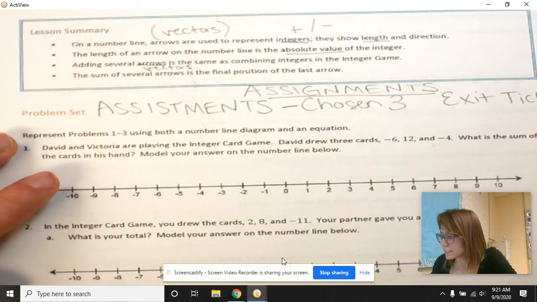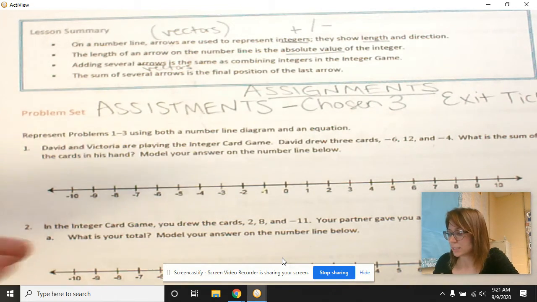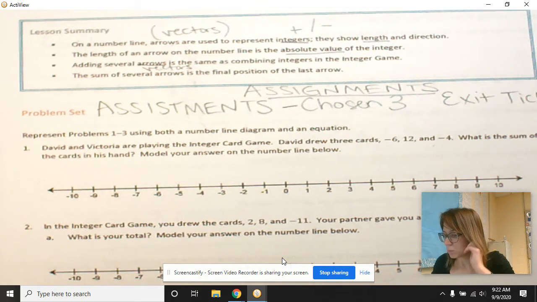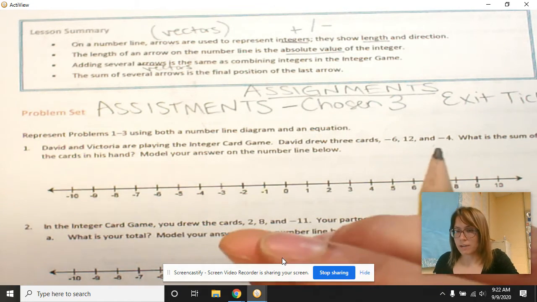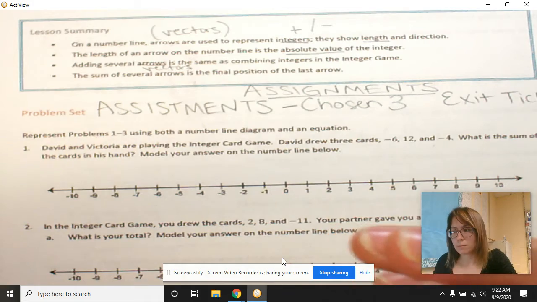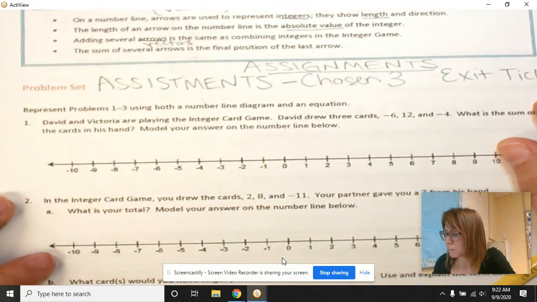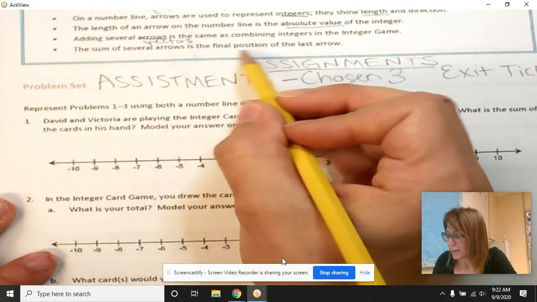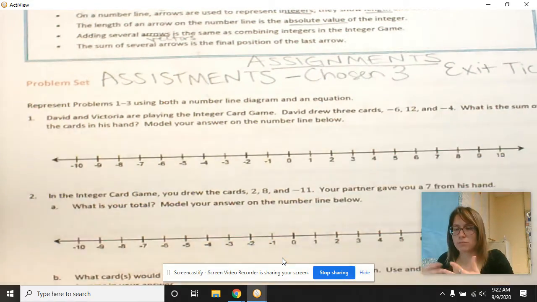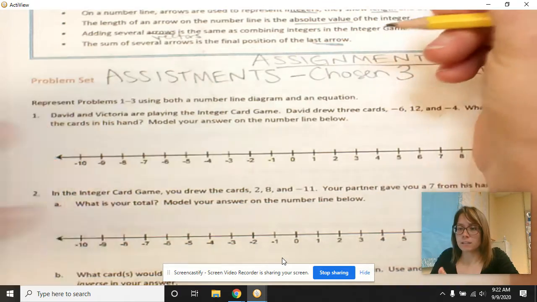Adding several vectors is the same as combining integers in the integer game. So you've been doing some practice with that online, and I hope that you like it, but adding several integers is the same as adding vectors. Whatever you do on the number line can be applied to just doing the numbers, which we're eventually going to get to. The sum of several arrows is the final position of the last arrow. So remember, if you're working on a number line, you always want to look at where your last arrow ended, and that's going to be your sum.